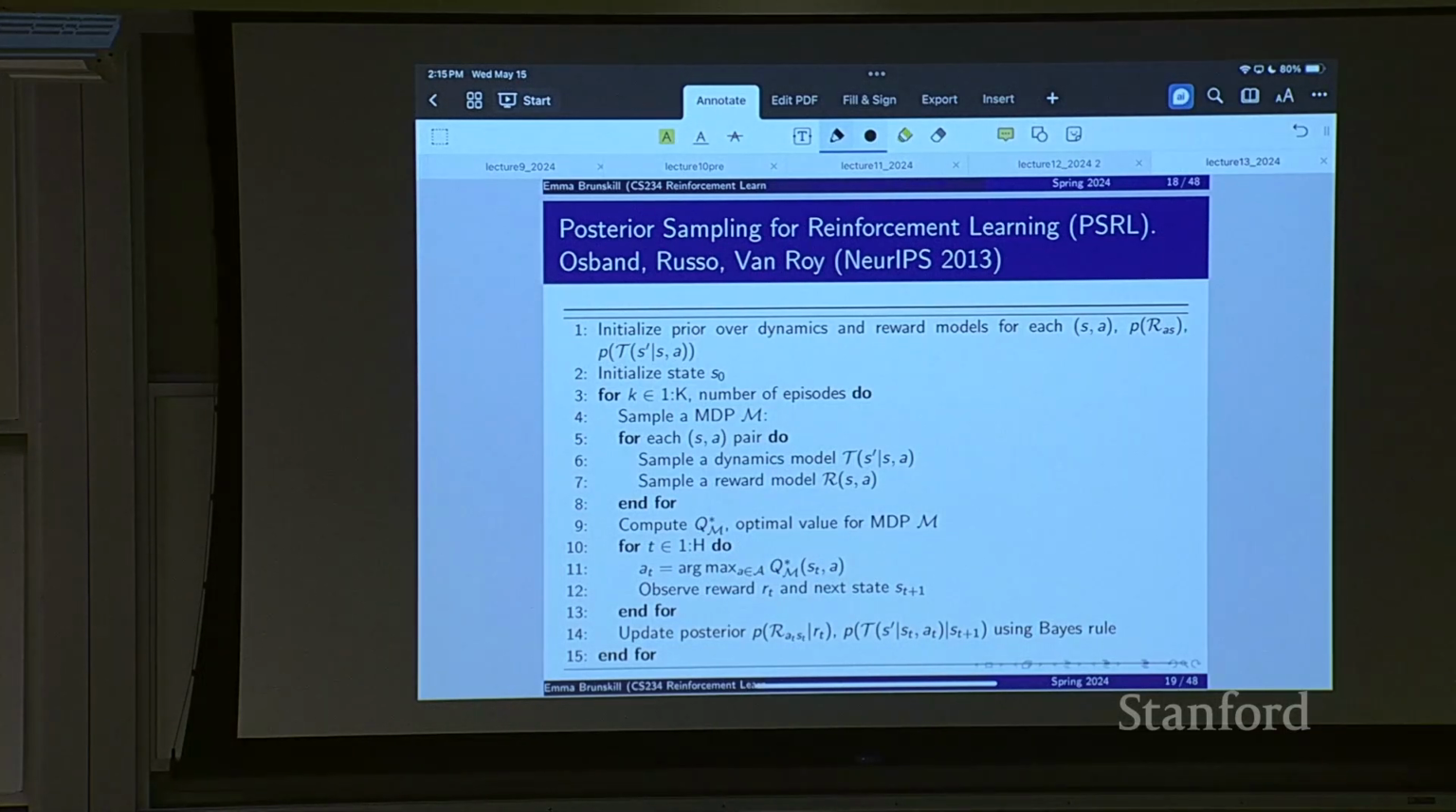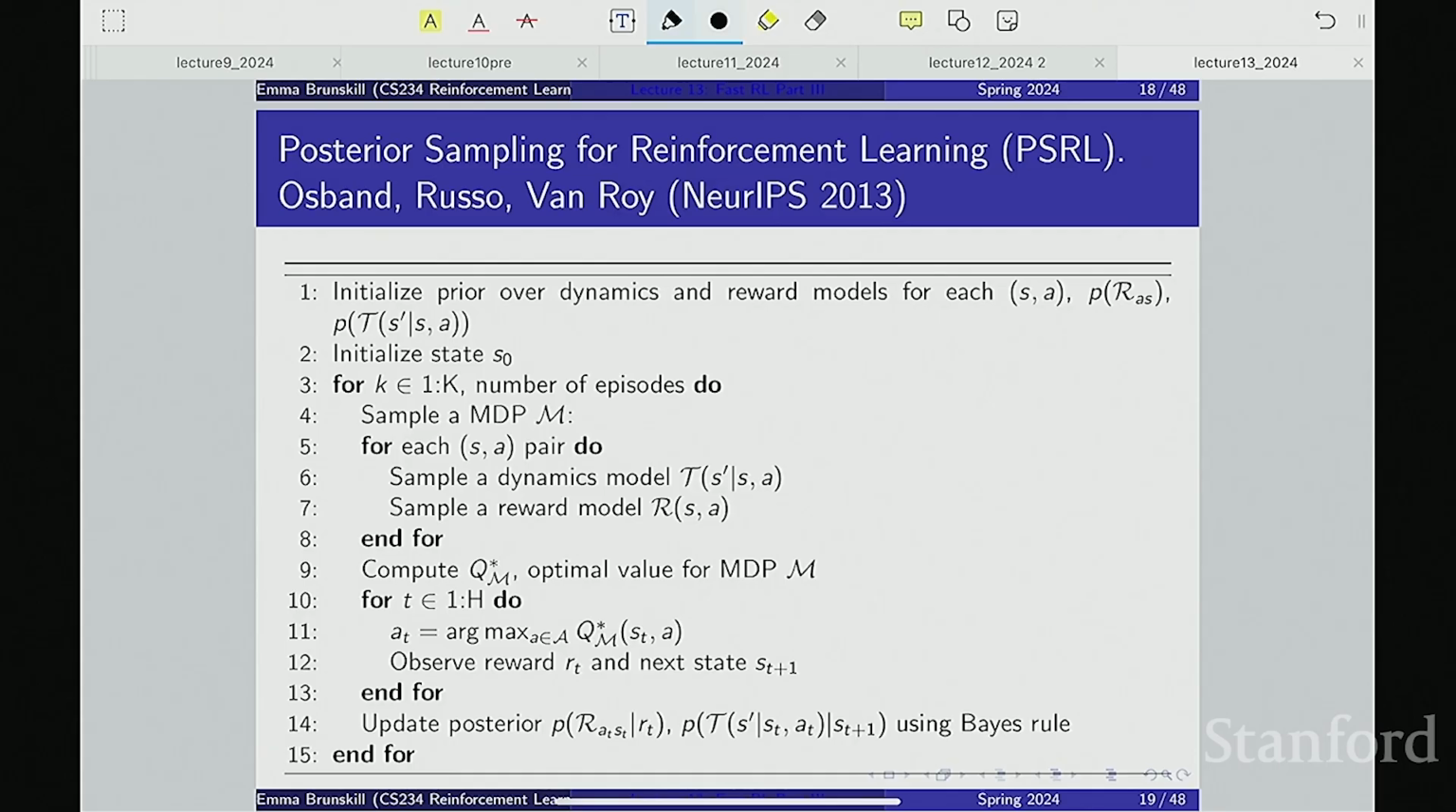A Dirichlet model is a conjugate prior for a multinomial. Multinomials are what we can use for our dynamics model here, because a multinomial allows us to express the probability of going to any of the next states given the current state and action. So in general, we would have one multinomial for each state and action pair.